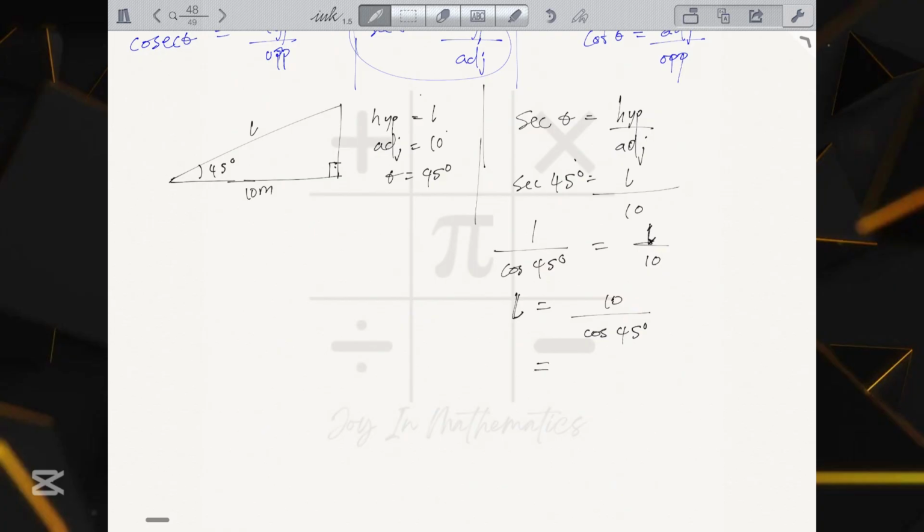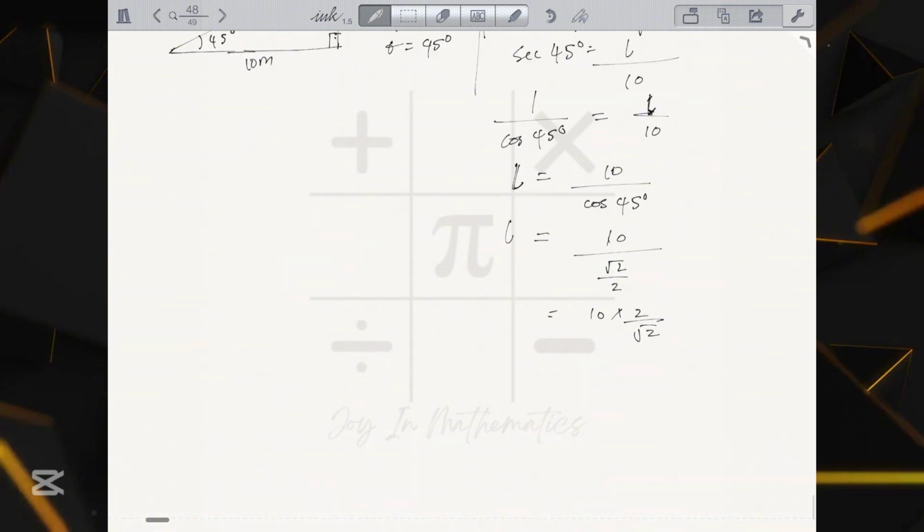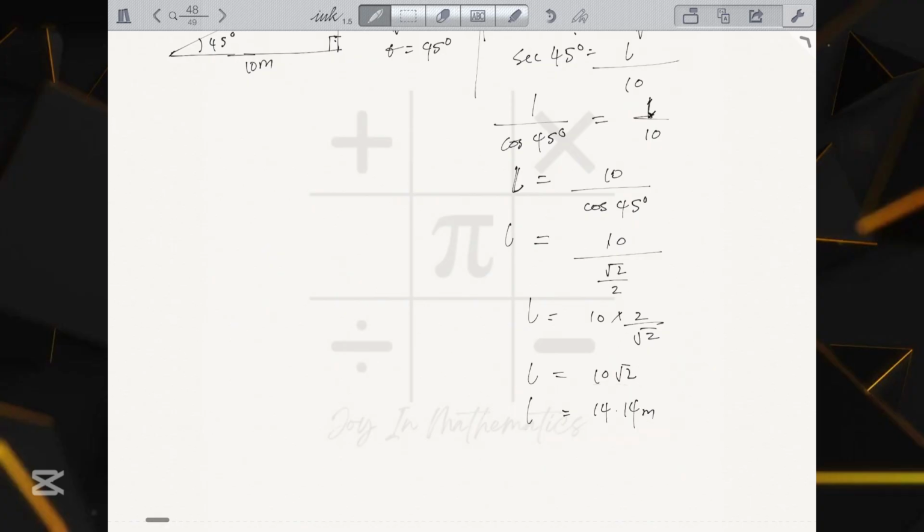Definitely, cos 45 degrees is a special angle, and we are able to state that cos 45 degrees is equal to root 2 over 2. Definitely, this will result in 10 multiplied by 2 divided by root 2. And this would give us 10 root 2, which is equal to 14.14 meters. So we are able to evaluate the length of the ramp to be 14.14 meters.